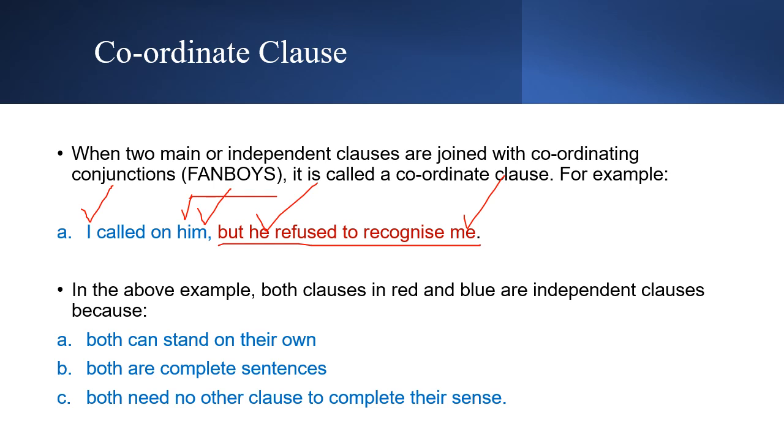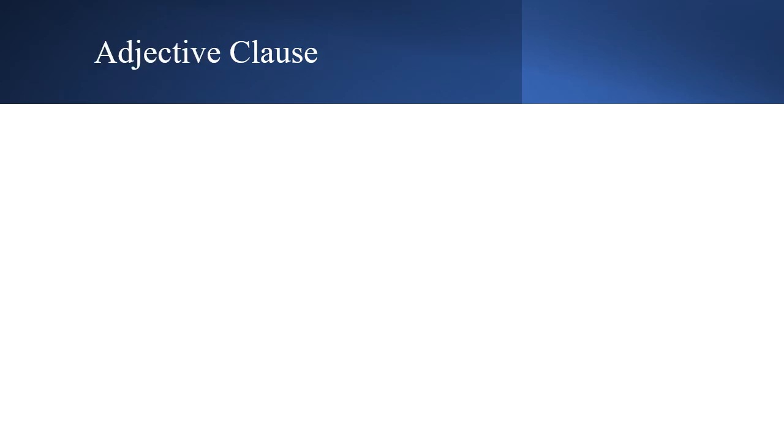So this is why this is known as a coordinate clause. Why? Because it has this conjunction, and this conjunction comes from the fanboys. Fanboys are coordinating conjunctions, and if you have a sentence which has got coordinating conjunctions, then that is a coordinating clause. The next one is the adjective clause.